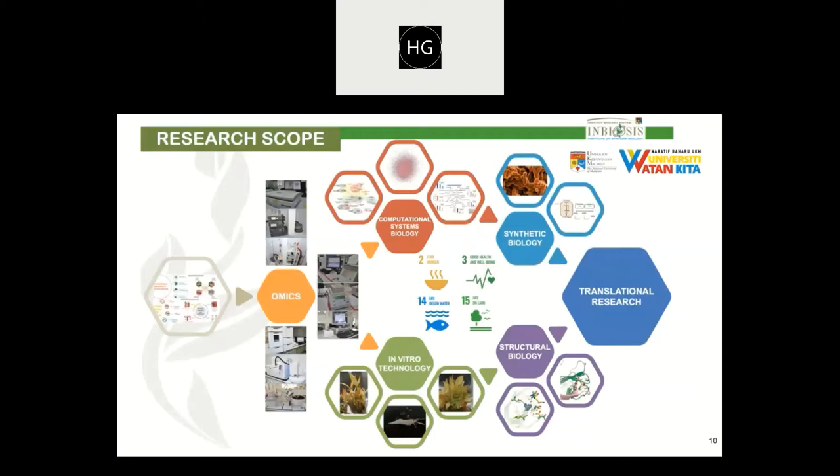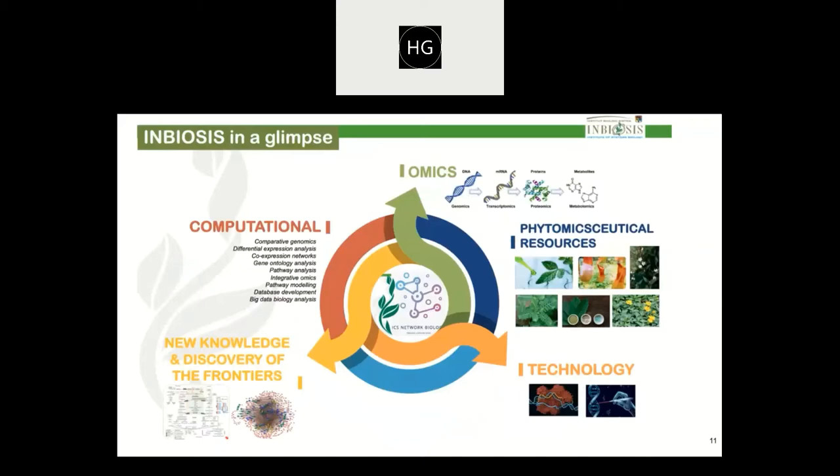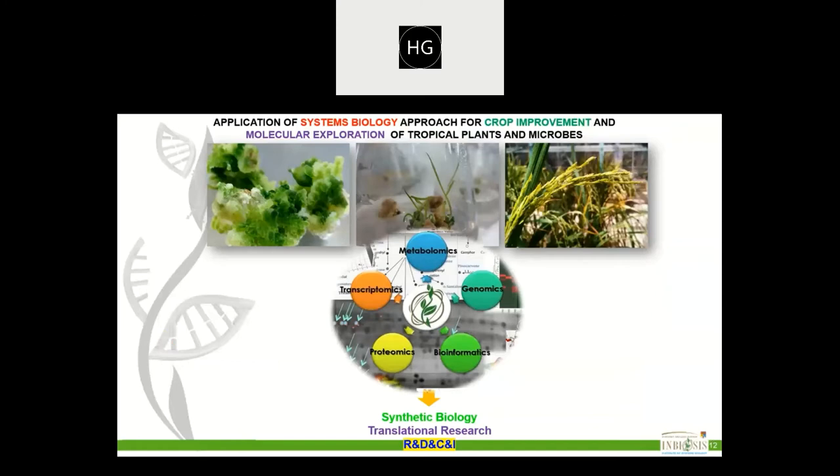platform with structural biology study. So we want to generate new knowledge and discovery of the frontiers through the computational research, through the different omics, as well as the latest modern biotechnologies in genetic engineering based on our local phytopharmaceutical resources. Okay, so to summarize, we apply a system biology approach for crop improvement and molecular exploration of tropical plants and microbes, using different omics and different platforms in modern biotechnology.